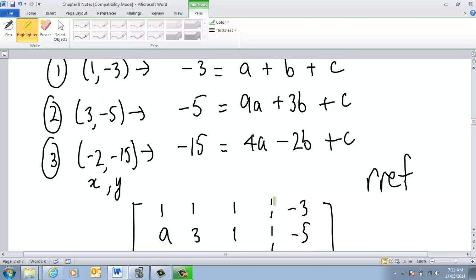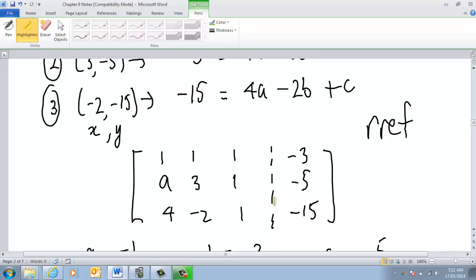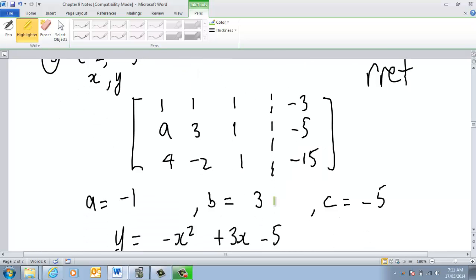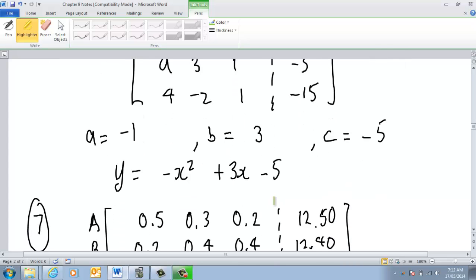So obviously that's going to be 1, 1, 1, -3, 9, 3, 1, -5, and then it'll be 4, -2, 1, -15. And as I showed you before, you would need to use your RRF, so I suggest that you try that on your calculator, make sure you get the right answer. If I solve that, A is equal to -1, B is equal to 3, C is equal to -5, and so therefore my general equation for my quadratic would be -x squared plus 3x take 5. Very typical equation. We'll do some later in some more videos where you see some classic examples.